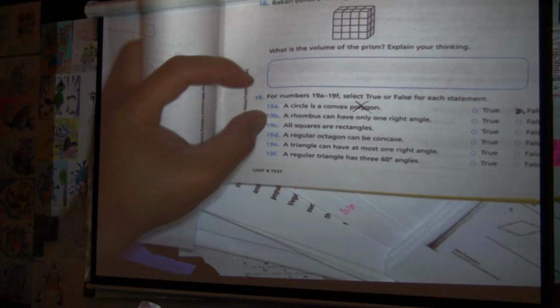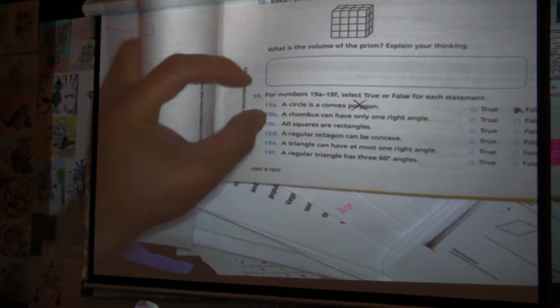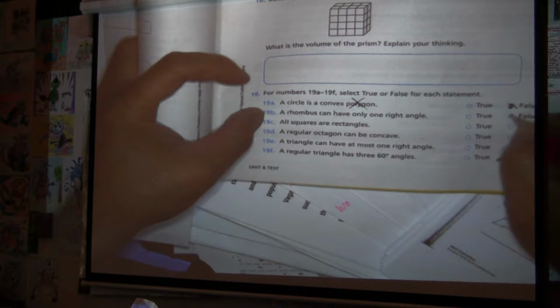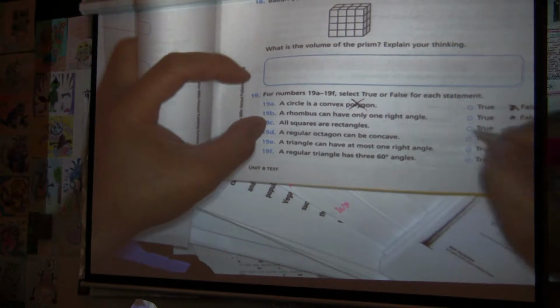Raise your hand if you want to say something. A rhombus can only have one right angle. No, a square has more than one right angle, so that's false. All squares are rectangles, that's true. I said that a million times.